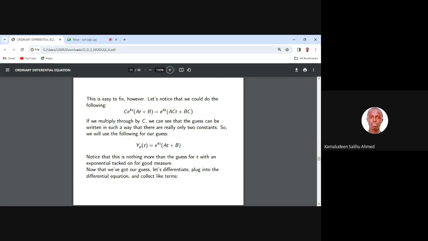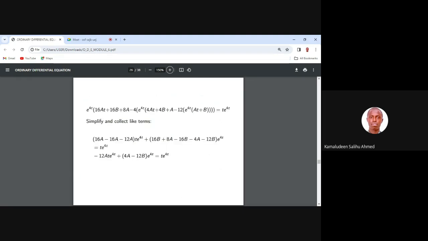Just as usual, we are going to differentiate twice. And differentiating these twice is going to be very, very long, as we know that we are going to adopt what we call the product rule here. So it's going to be very, very long. So that is what gives us what is here.